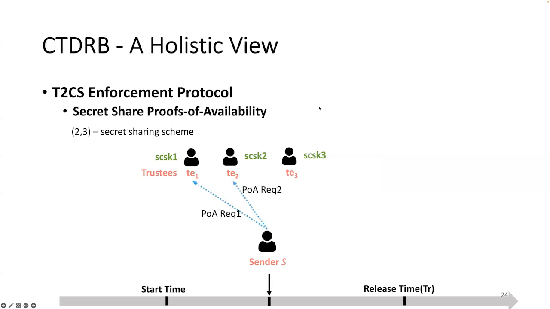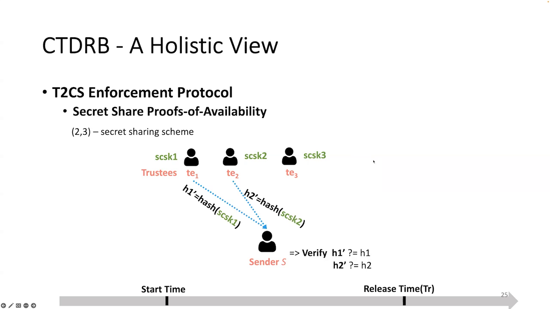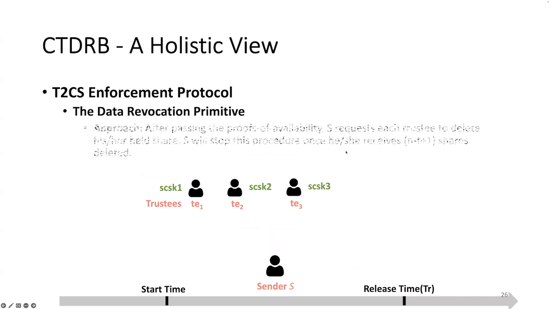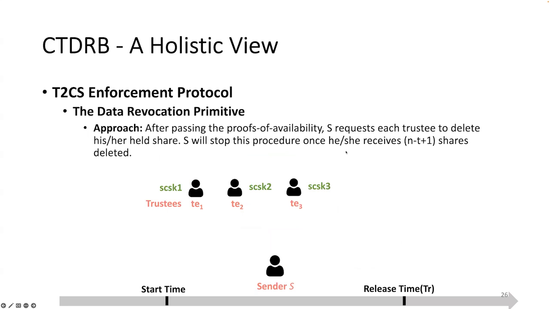As an example, a sender can send the availability check request to each trustee. After getting the hash of each share from the responses of the trustees, the sender can verify the hash values by comparing them with the original ones privately stored by the sender himself, which finishes the availability check in our framework. And to support the data revocation primitive, our approach is that after passing the proofs of availability, the sender requests each trustee to delete his held share.